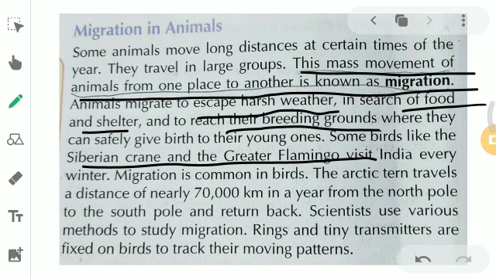So here, what are the points you should remember? Migration means the mass movement of animals from one place to another. What is the purpose of migration? To get protection or escape harsh weather situations, to get food, and in order to breed. These points you should remember.